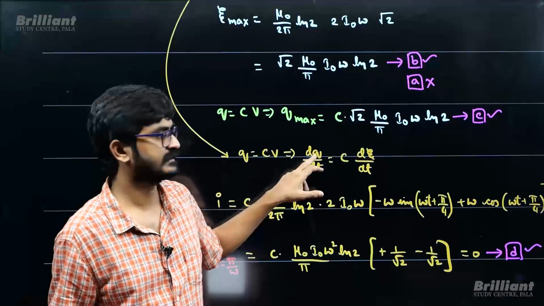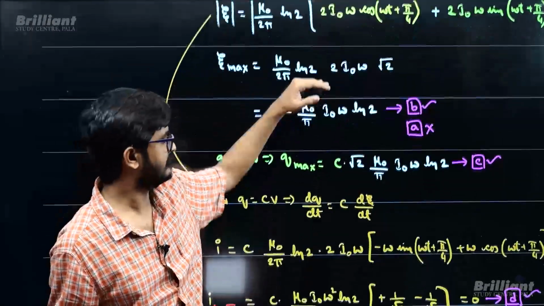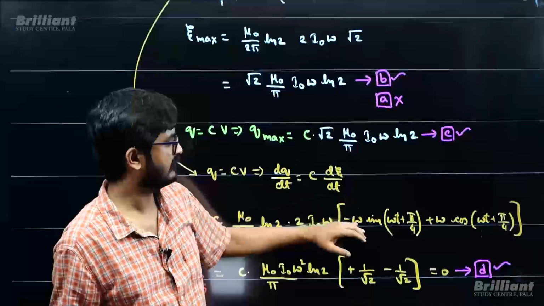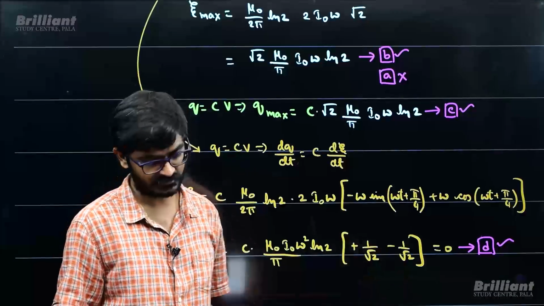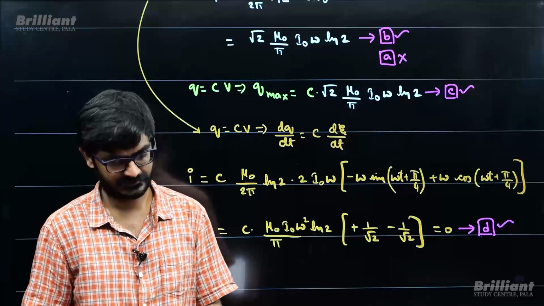If I want to find the instantaneous current, then it will be C into dE by dt. E we know. Now differentiate this and put it here, so you will get the current. Now T equals pi by omega. Just substitute it and you will get the answer, right?